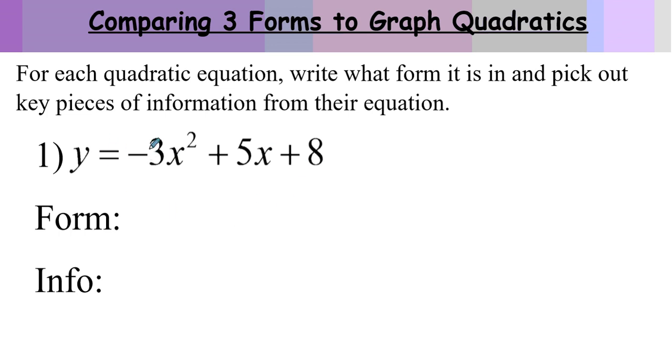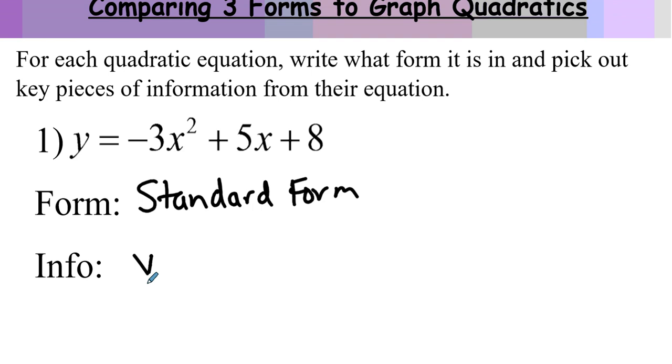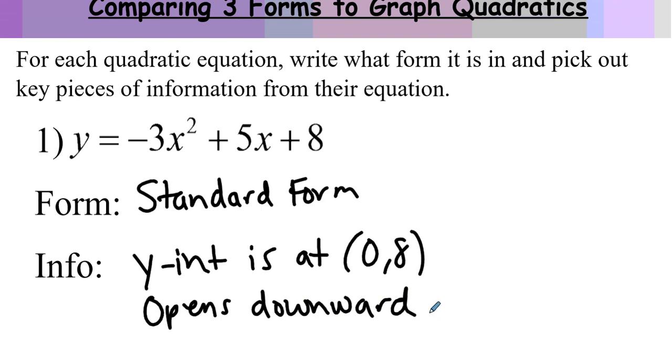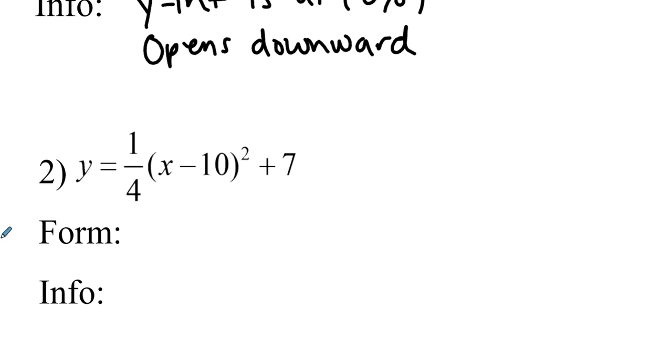If I looked at the following equation and I looked at my key, I see it's all expanded out. That is in standard form. If you're in standard form, you get to know the y-intercept. So the y-intercept is at (0, 8). And because there is a -3 out front, I know the graph opens downward. That's all that I know. That's it.